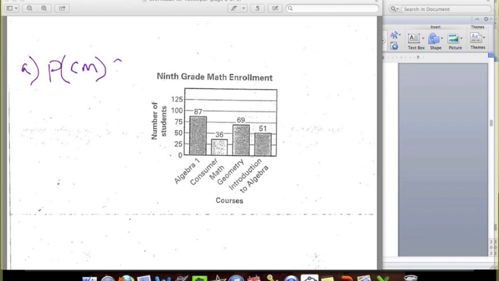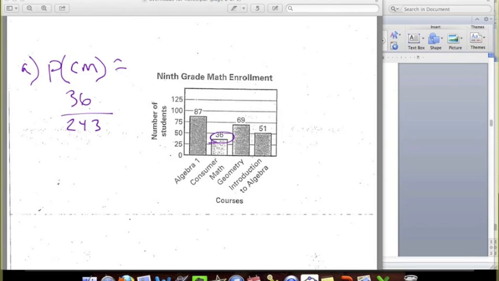So the probability we're enrolled in consumer math, we would say, well, how many are enrolled in consumer math? 36. Out of how many students are there in this particular grade? And we would need to add up all of the options. 87 plus 36 plus 69 plus 51 gives us a 9th grade class of 243 students. Okay. You need to add up all of the groups for the denominator. We're looking at how many meet our criteria out of everybody.